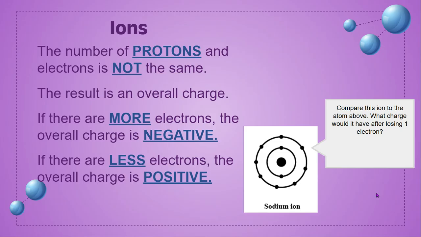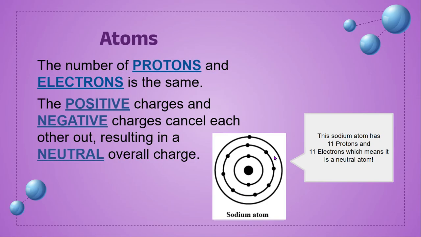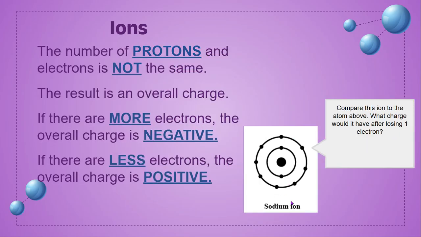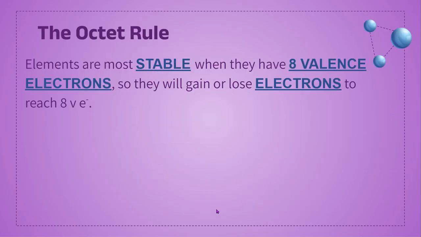So we look at this sodium ion. Let me back up. If you look at this sodium atom, you have 3 energy levels with 1 electron in the outermost energy level. When we look at the ion, we lose that outermost shell, and now our outer shell has 8 electrons, and our ion only has 10 electrons, which gives it a positive 1 charge.